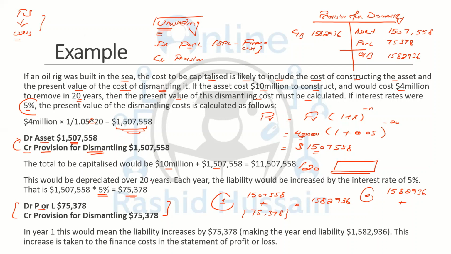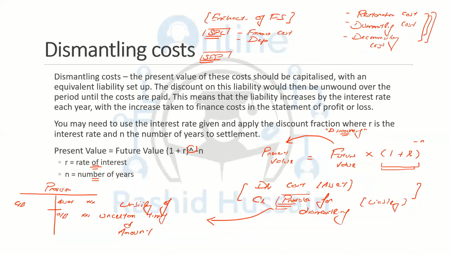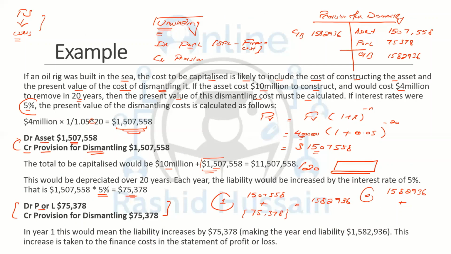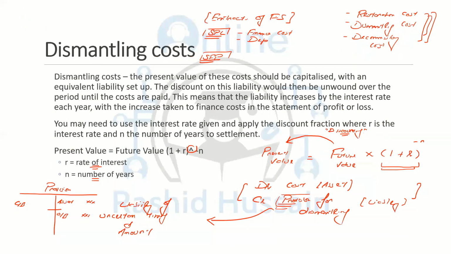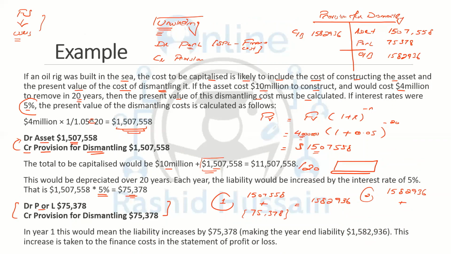So for example, if in the exam only this cost of dismantling is given, then you can depreciate only the cost of dismantling. If you have the cost of other construction as well, then you're going to club it and then depreciate it. So in the statement of profit and loss, there will be two things. The first is the finance cost, which is on the unwinding. And the second is the depreciation. So you need to remember these two things.